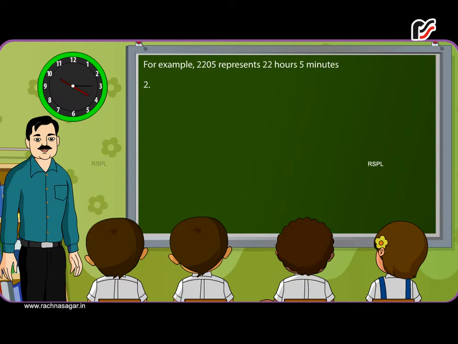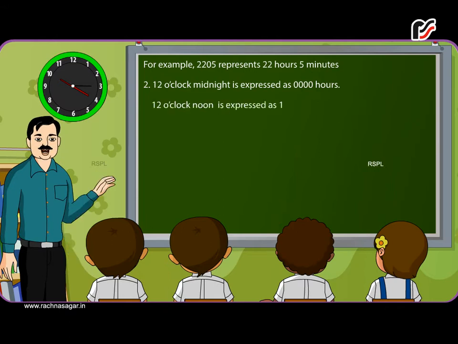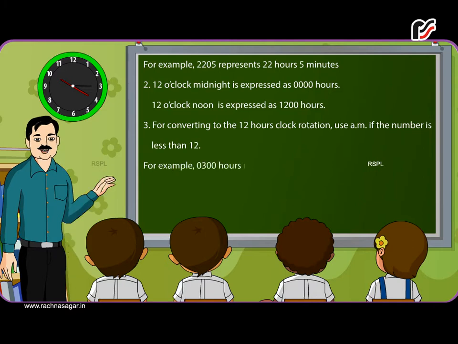2. 12 o'clock midnight is expressed as 0000 hours. 12 o'clock noon is expressed as 1200 hours. 3. For converting to 12 hours clock notation, use AM if the number is less than 12. For example, 0300 hours represents 3 AM. 1145 hours represents 11 hours 45 minutes equals 11:45 AM.